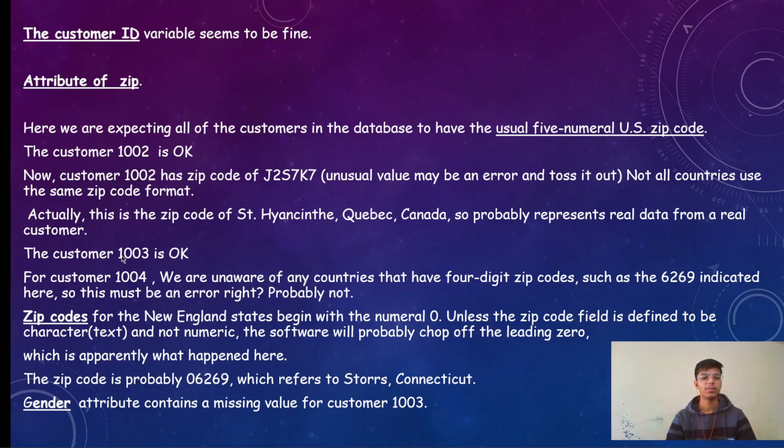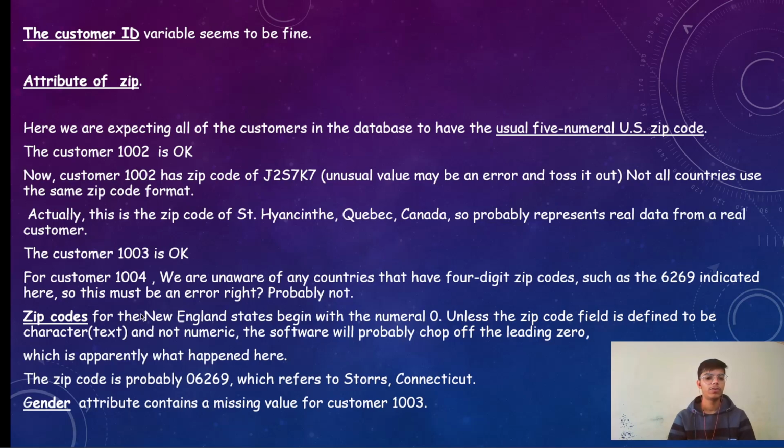So now customer 1003 is okay. And for customer 1004, we are unaware of any country that has a 4-digit zip code such as 6269. But it can be an error as well. Can it? Probably not, because some cities in the New England region use zero as their first number. Maybe it might have been deleted or trimmed because of the zero present at the start.